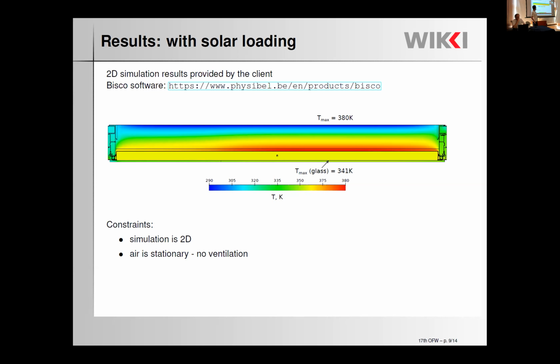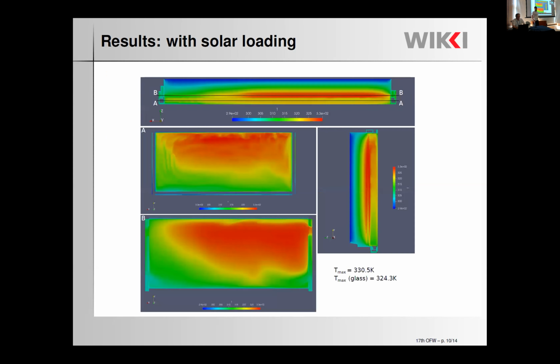Please take note of the maximum temperatures here. So we can see 380 kelvins, and at the glass 341 kelvins. Of course, in our simulation, we expect lower temperatures because we have the fluid that is flowing between the two air volumes, and it's a 3D simulation in the end. We expect some changes. Yes, we can go to that.